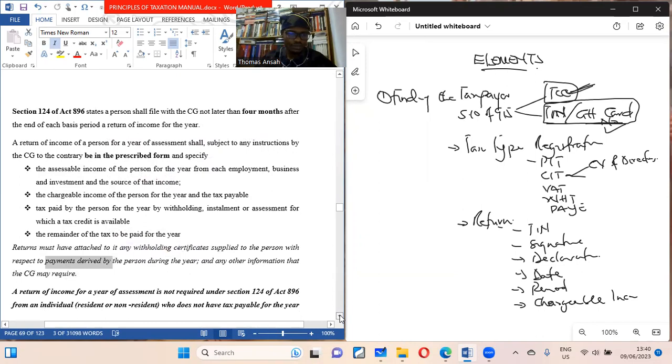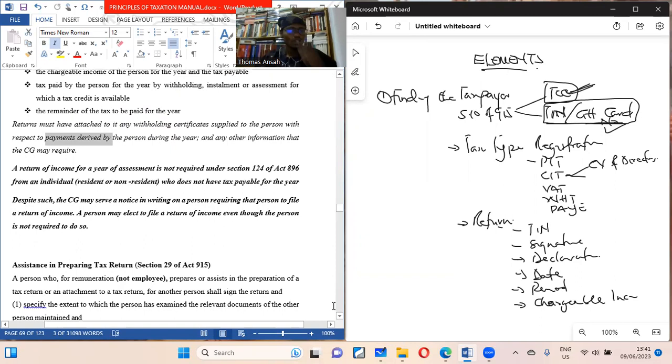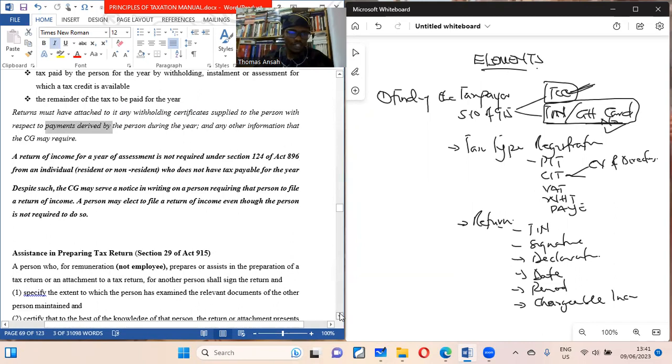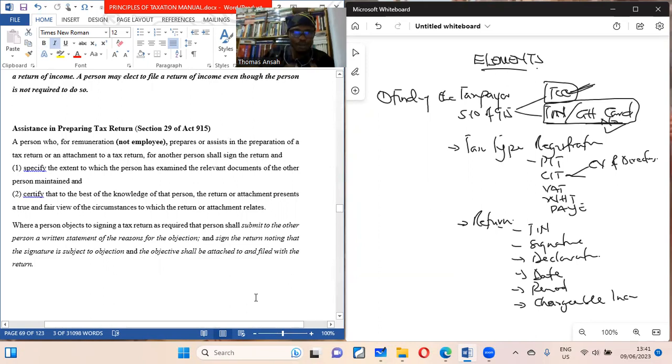All right, a return. Now, sometimes you may be asked to file a return, but you don't know how to do it. And therefore, you may need a tax consultant or anybody to help you file your return. All right, in that case, Section 29 of the Revenue Administration Act 915 says something interesting. And this part is very examinable in your exam, because people always go to consultants to help them file. It says, assistance in filing a return.